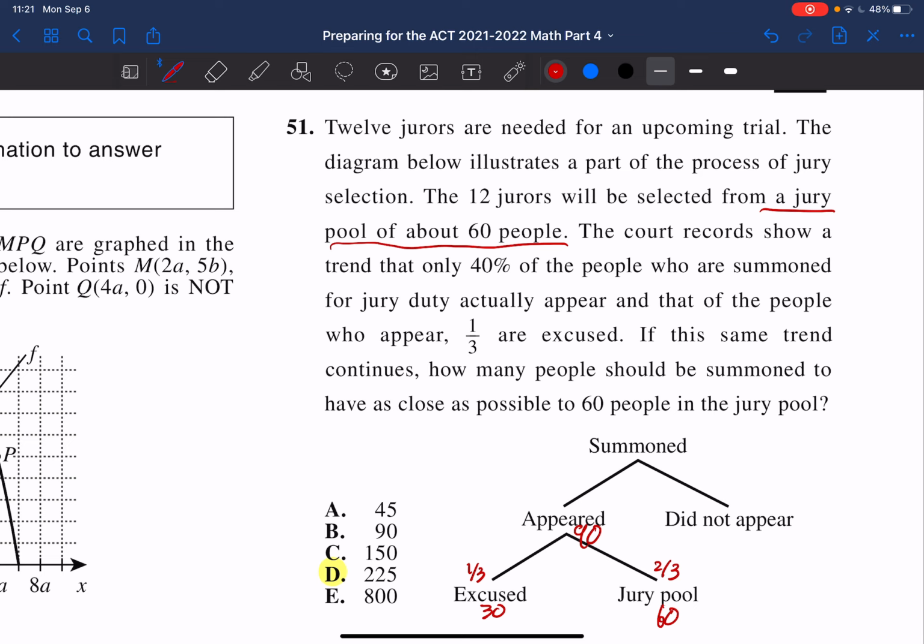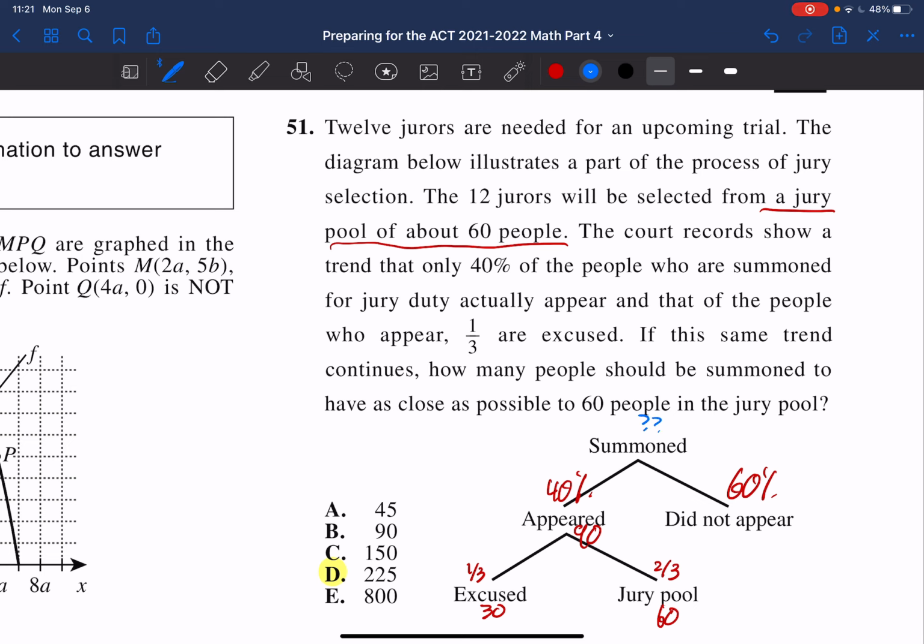Now, it then says that 40% of the people who are summoned actually appear. So this is 40%, and this is 60%. Now, what we're trying to get to is this number right here.